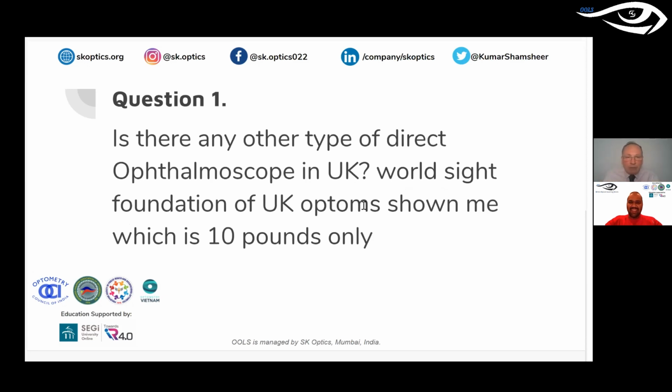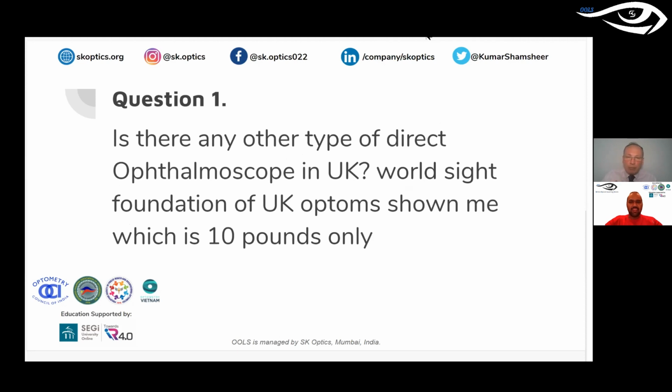I don't want to be disparaging of this one for £10 only. And maybe it's a massive discount and someone is subsidizing it. I don't know. I'd have to have a look at that. And when we've finished, I will go away and have a look at that. I can't comment on that one. I can comment on my Heine.